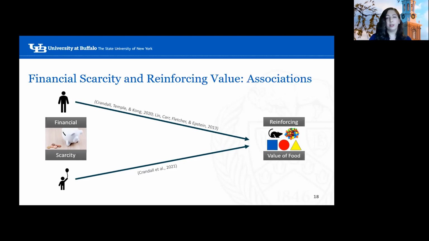Alongside the work that I'm presenting today, I also analyzed some data with Doctors Temple and Kong and showed that food insecurity is associated with a greater reinforcing value of food among pregnant women. I also analyzed a separate data set of adolescents and showed that income was related to the reinforcing value of food in this age group as well.